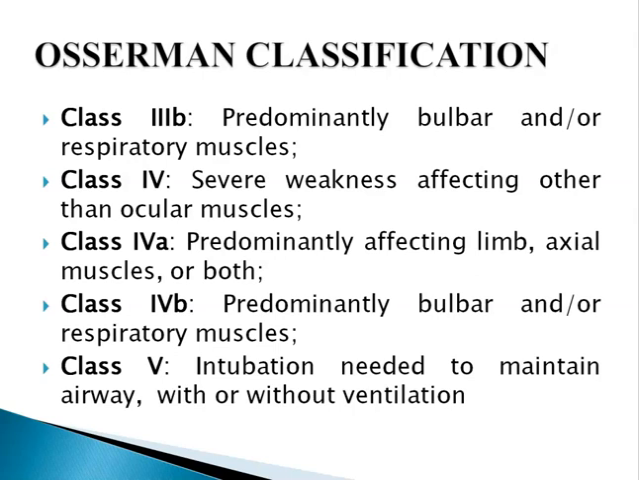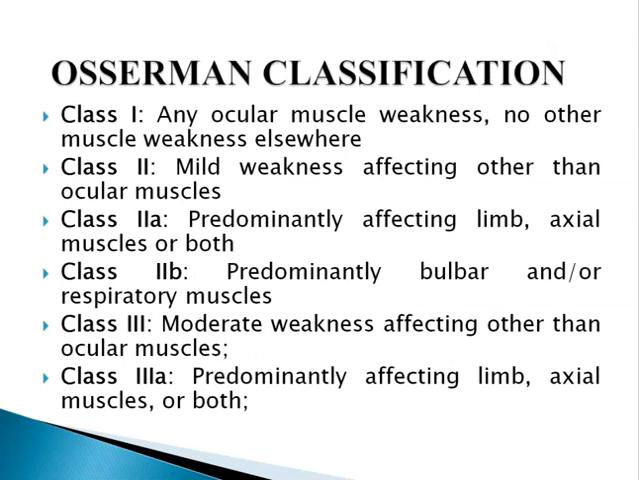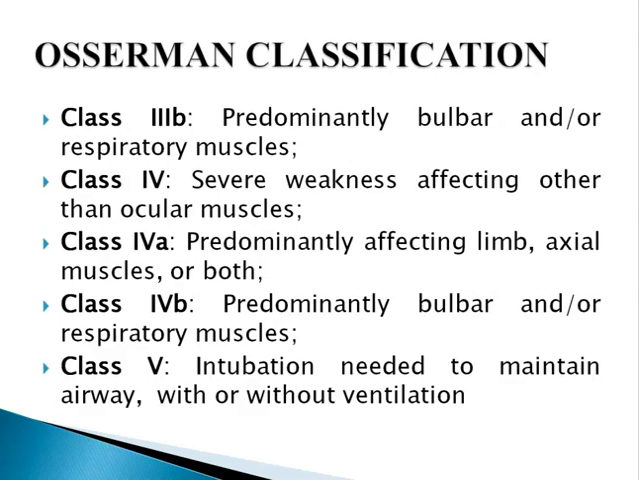Class 5 includes cases where intubation is needed to maintain the airway, with or without ventilation. So that's it with the classes. Let me tell you the easiest way to remember this. The first class involves any ocular muscle weakness. For the other classes, you can think of them as mild, moderate and severe: class 2 is mild, class 3 is moderate and class 4 is severe.